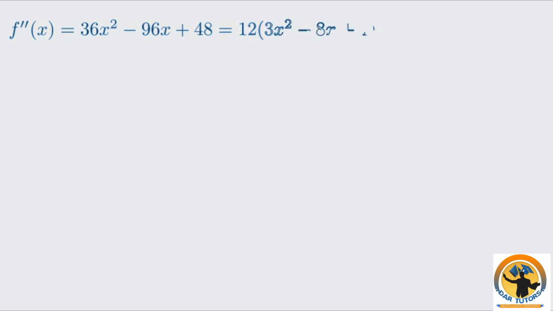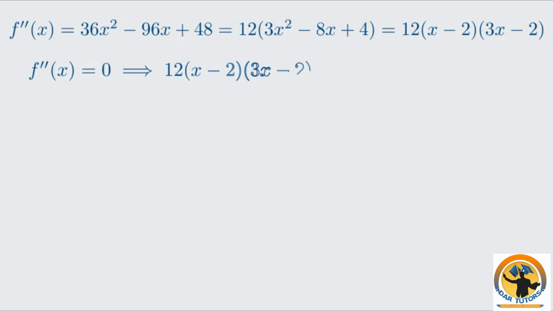Next, let's find and classify the points of inflection by analyzing the second derivative. The second derivative is 36x squared minus 96x plus 48. We can factor out 12 to get 12 times the quantity 3x squared minus 8x plus 4. Factoring the quadratic gives us 12 times x minus 2 times 3x minus 2. Setting the second derivative to 0 gives us potential inflection points at x equals 2 and x equals 2/3. Let's use a sign diagram for the second derivative to check for a change in sign.